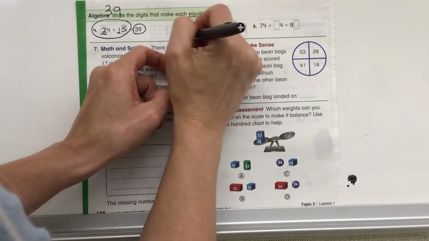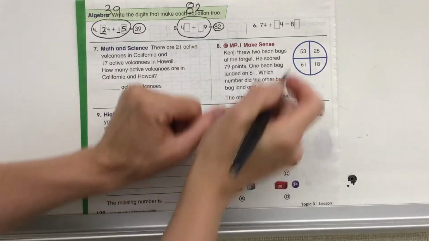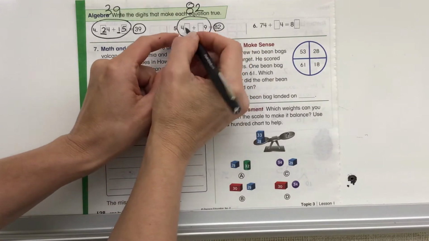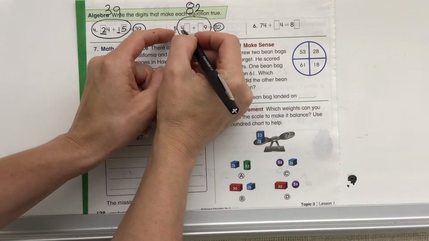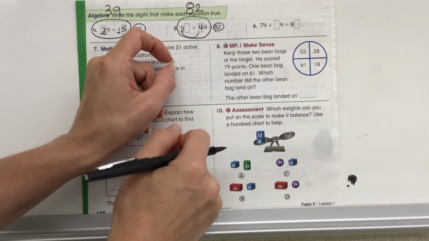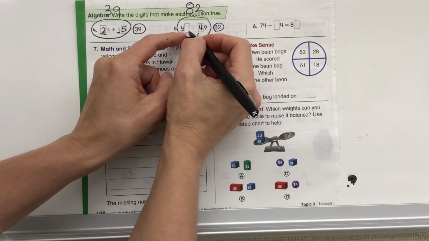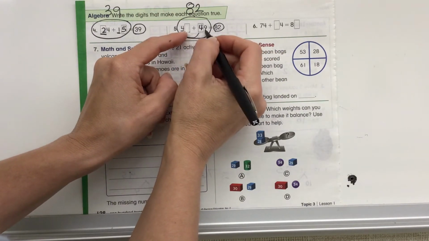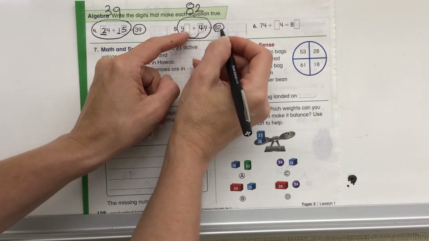So we know this whole part over here also has to equal 82. Equal sign means the same as. So let's take a look at our tens place. 4 plus what is going to equal 8? 4 plus 4 equals 8. Now let's take a look at our ones place. We have 3 plus something plus 9 equals 2. Uh-oh.